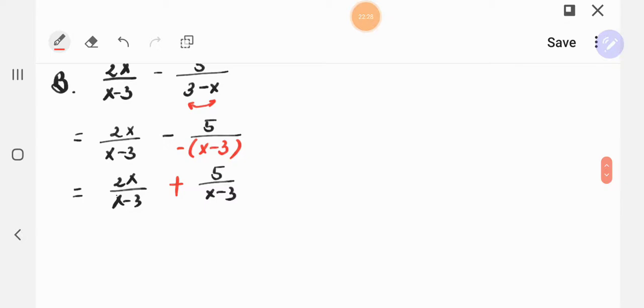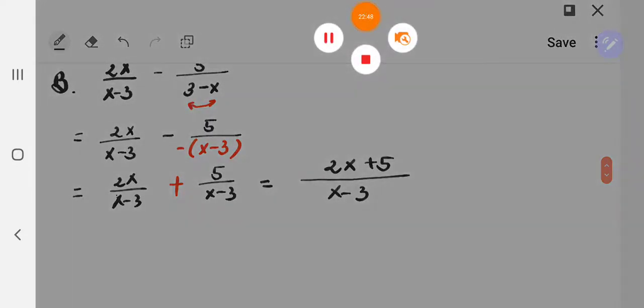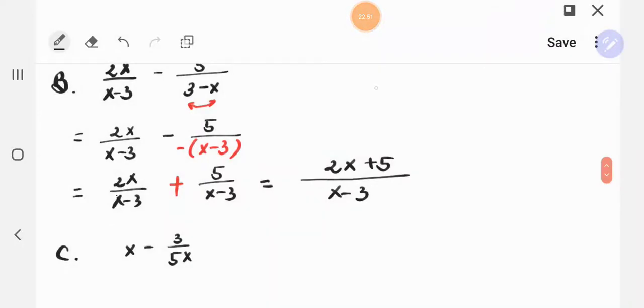Okay, now the LCD: x minus 3 is the same, right? Same denominator. So since we have like denominators, what we do is just add the numerators. 2x plus 5. That's it. So in this case, always check on this. When you have an expression a minus b, then you can switch a and b, then put the negative sign outside. So from this, you can find the LCD easily.